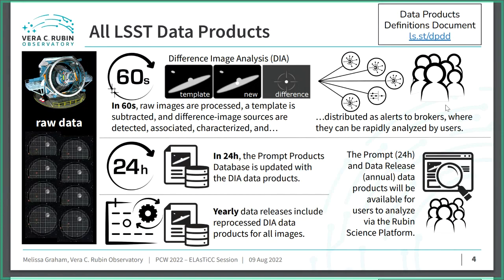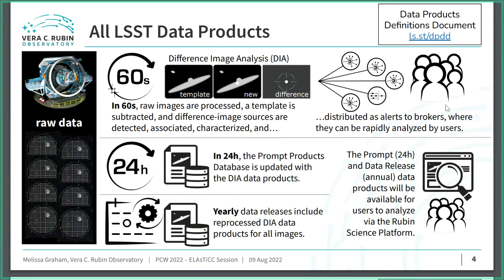It first undergoes instrument signature removal, so the standard reduction and calibration. And then it undergoes difference image analysis. The short form is DIA, and that's where you subtract a template image that was made from images obtained, say, the year before. You subtract it from the new image to make a difference image. Then you run source detection, characterization, and measurement on that difference image.